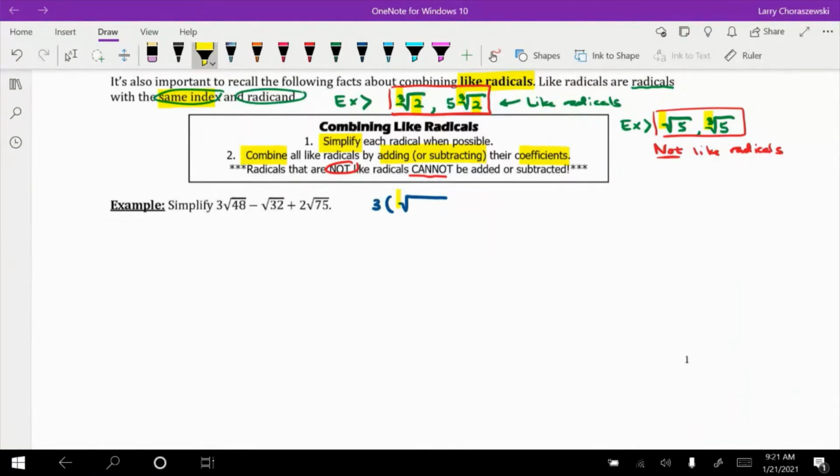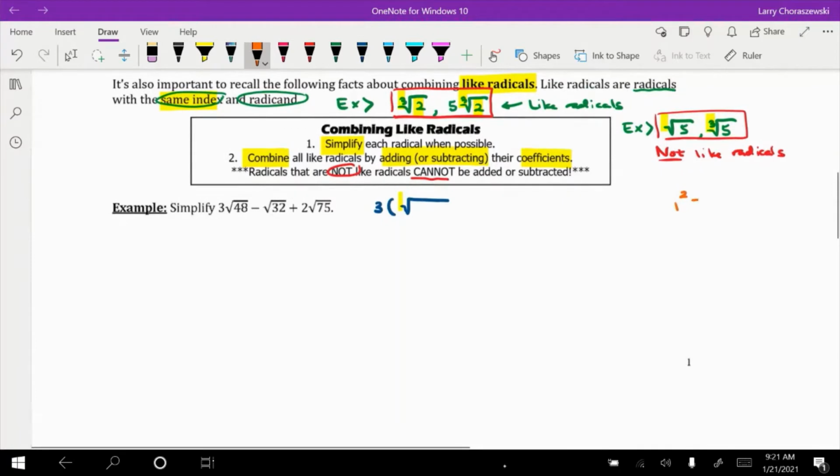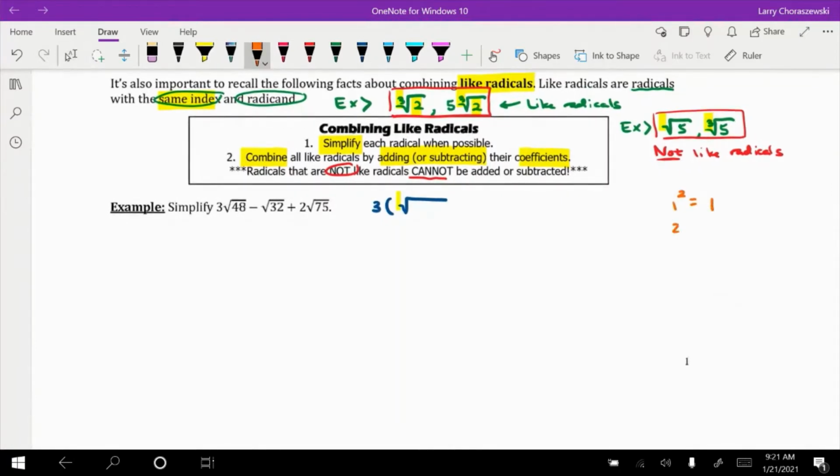Okay. So I think it might be a good idea to write out some powers of 2 over off to the side. I'll start with 1. 1 squared is 1. 2 squared is 4. 3 squared is 9. 4 squared is 16. 5 squared is 25. And that's probably a big enough list to help us out with this problem.